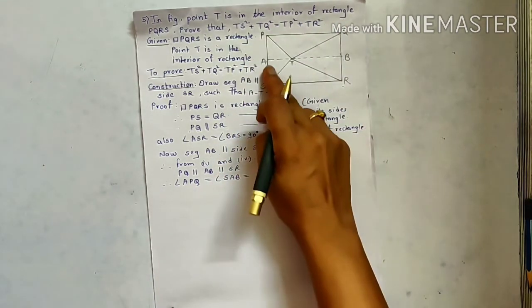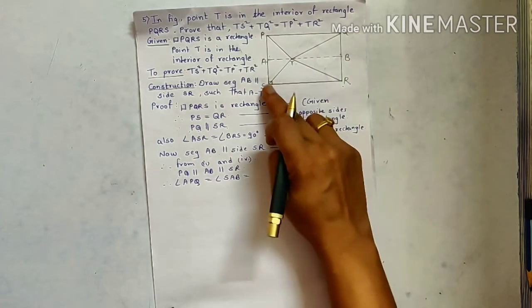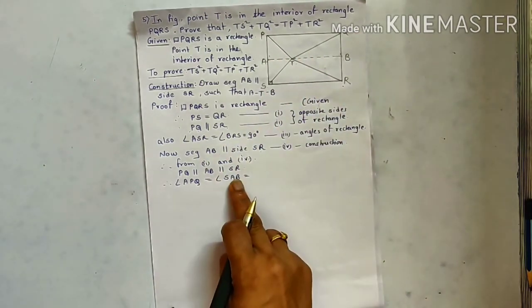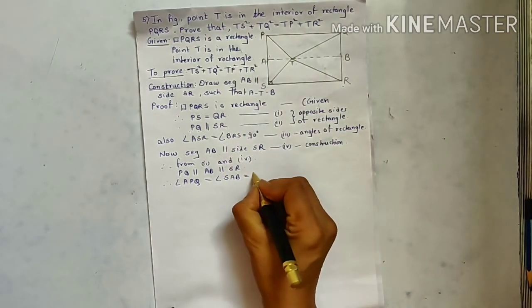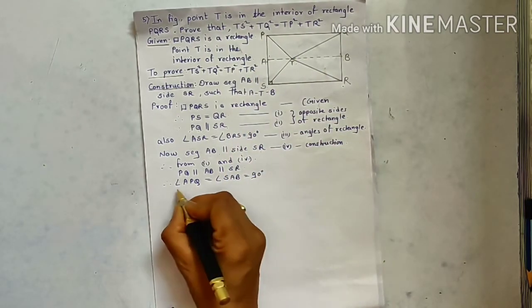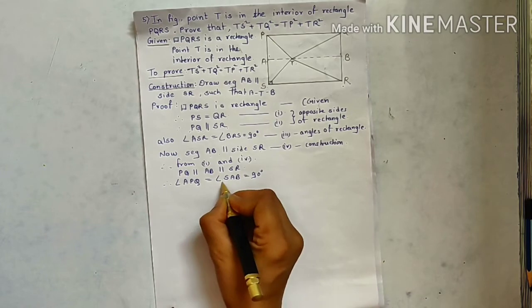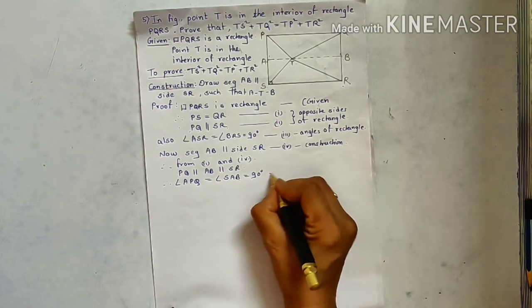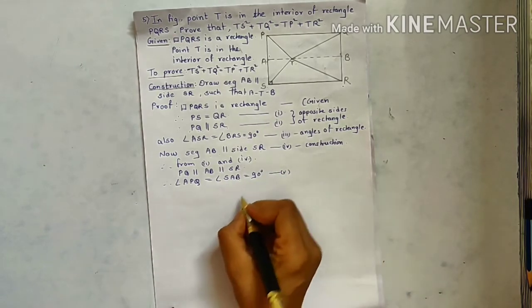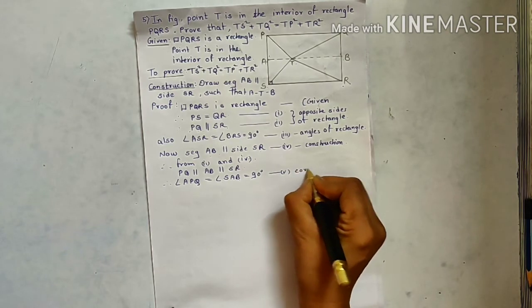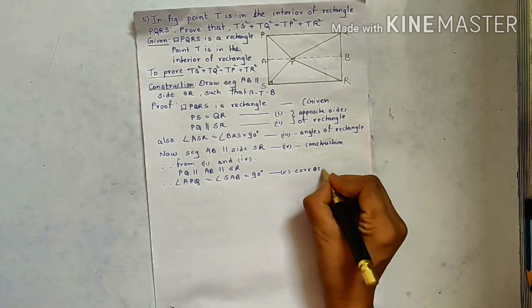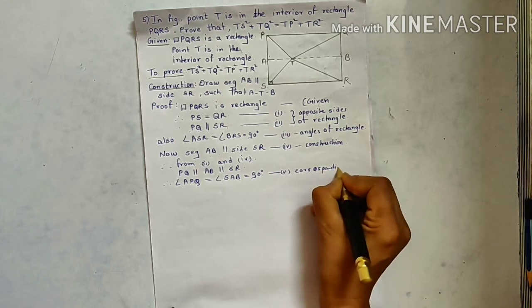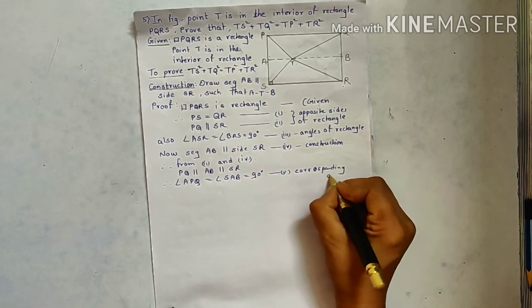APQ and SAB both are congruent. Why? Because they are corresponding angles, but angle P is an angle of the rectangle, that is 90 degrees. Therefore APQ is equal to SAB is equal to 90 degrees. Reason: corresponding angles.